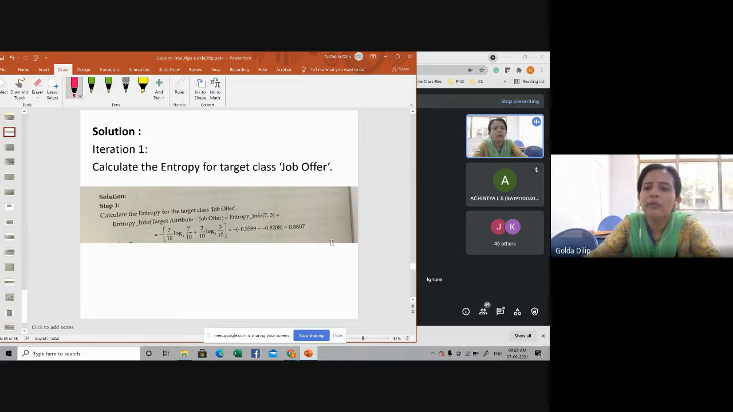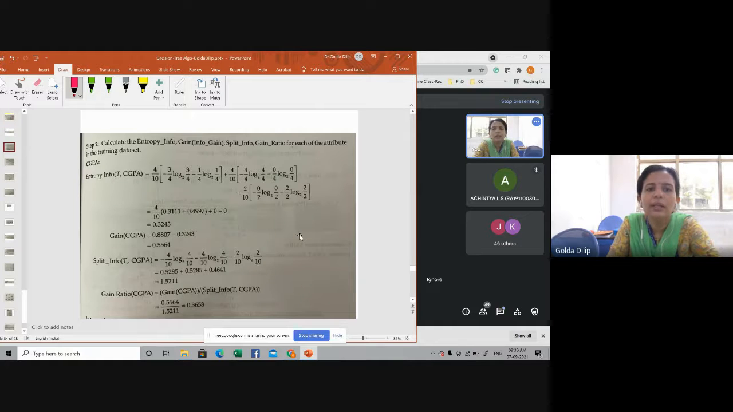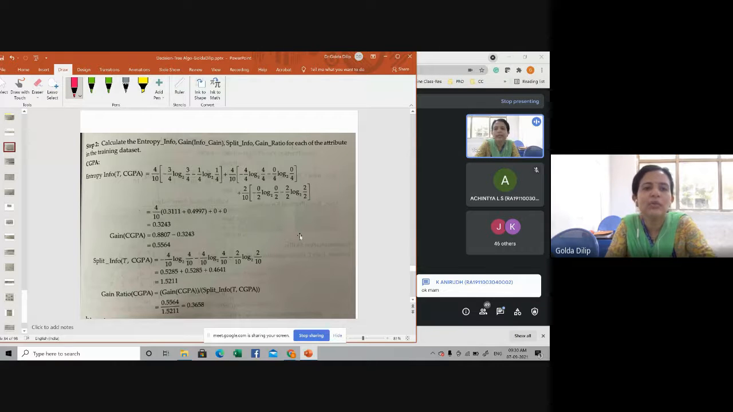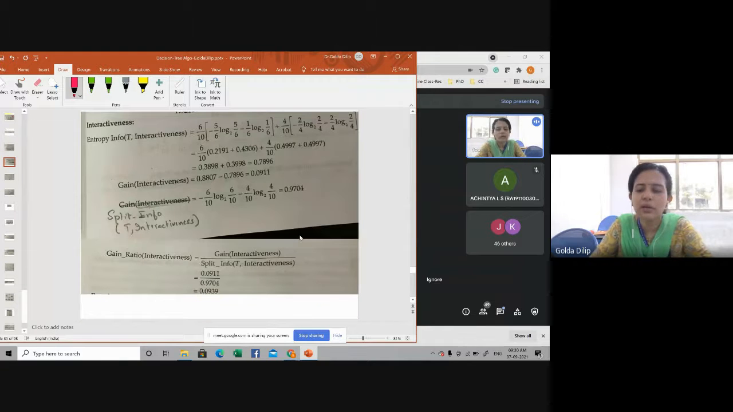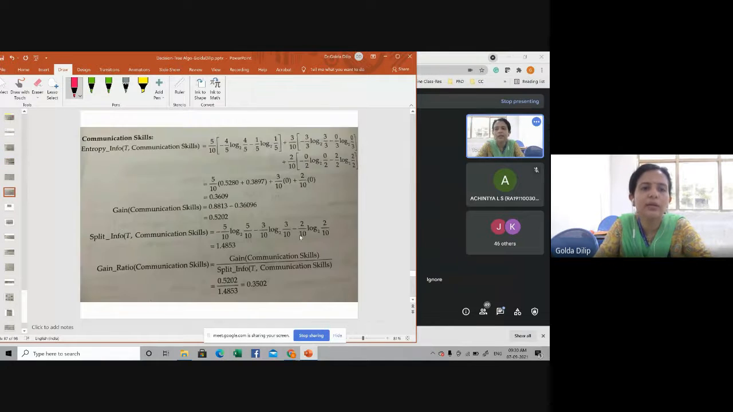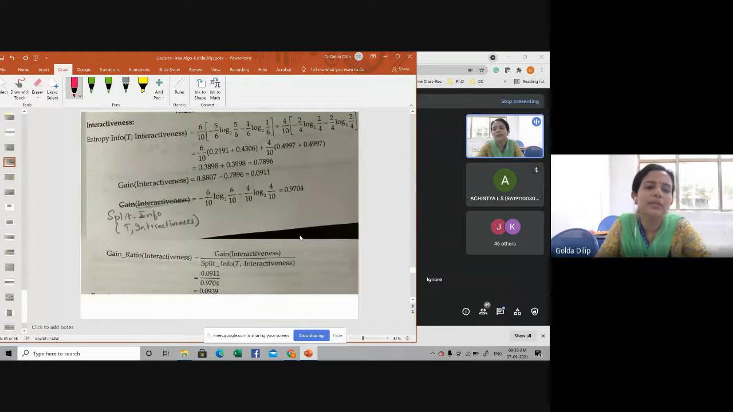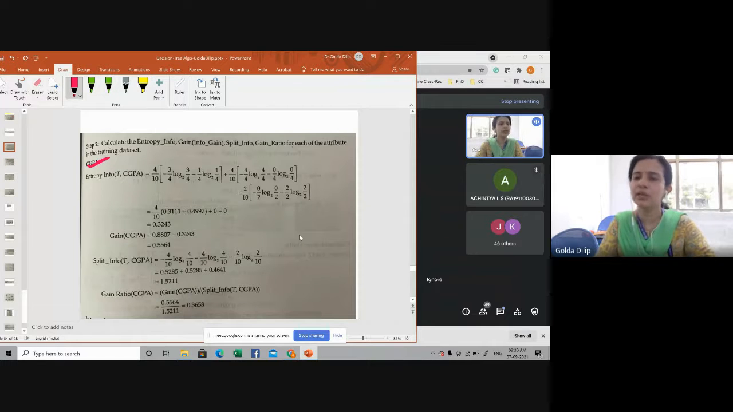Okay, so now have you rectified your mistake? So you will land up with a value 0.88807. Then after that, what do you do? You start calculating the entropy information and gain information for the different attributes. First, you compute for CGPA. Next, for interactiveness. Then for practical knowledge and communication skills. Then only you can have a table for comparison to see which is the one with the highest gain ratio.